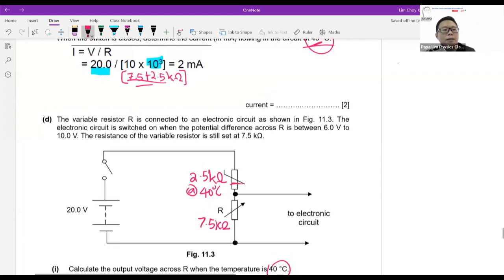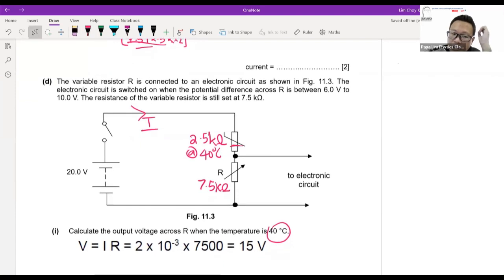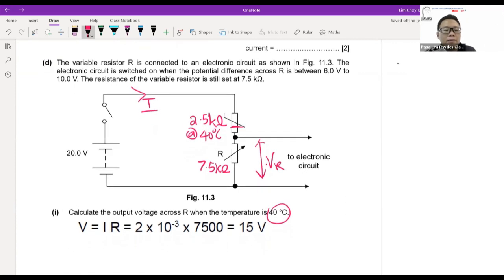From part E, I actually calculated the current already. So this is the current in the circuit. Now for the output voltage of R, I want to find the voltage here. If I want to find it, I definitely need the current flowing through R and the resistance of R itself. Based on the question, the resistance of R is given as 7.5 kilo ohm. So this will be your 7,500.